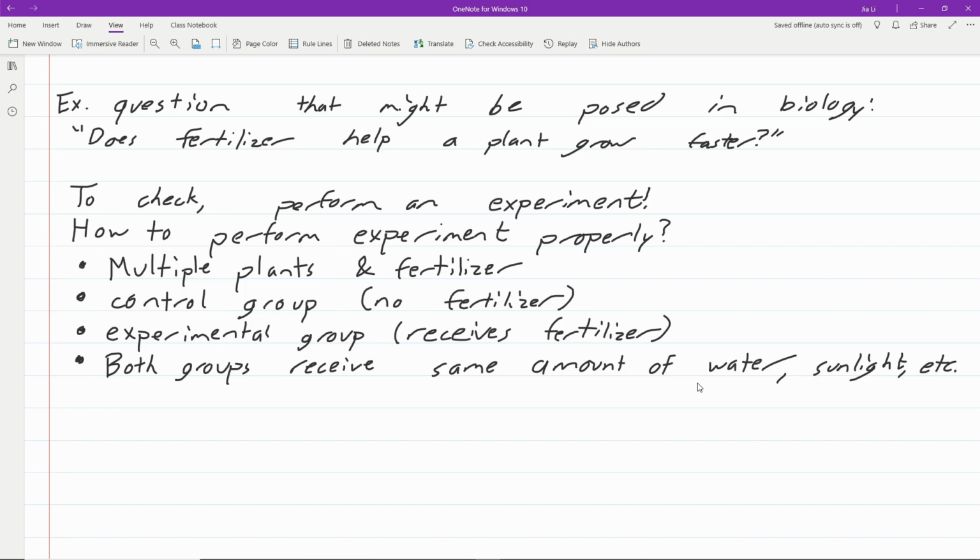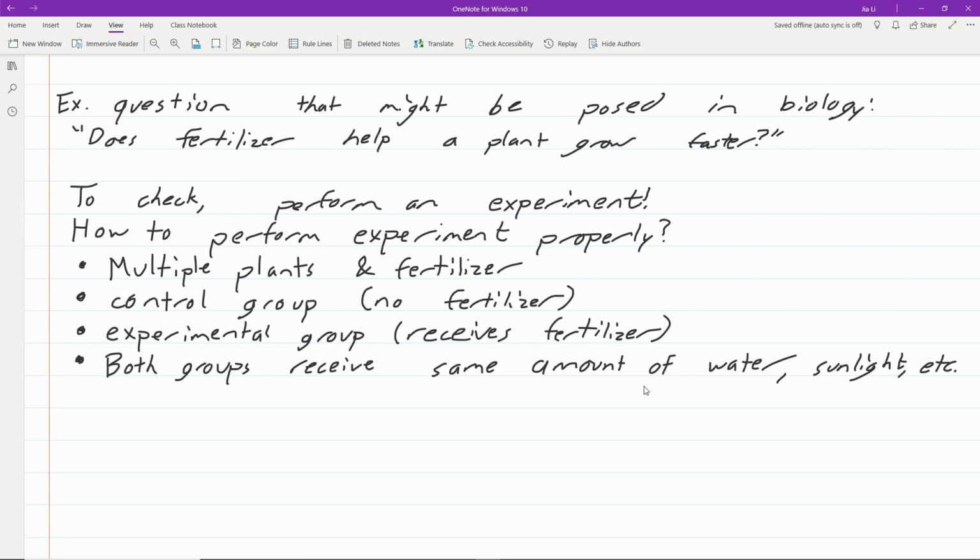In that case, we can't say that the fertilizer was what caused that extra bit of growth because we gave the experimental group extra bits of water. So it might be because of the extra bits of water that helped it grow faster, or it could be a combination of both things, right? But we can't say 100% for certain which it is.